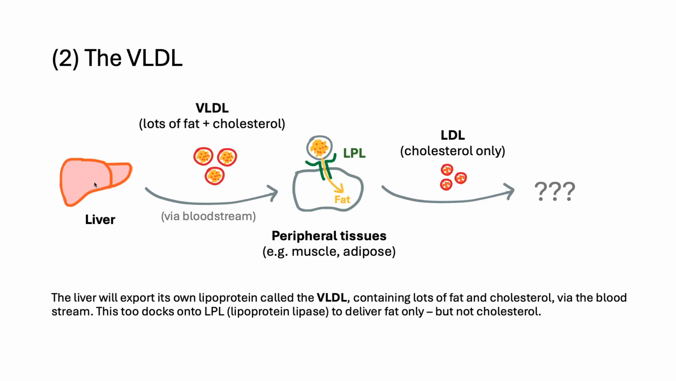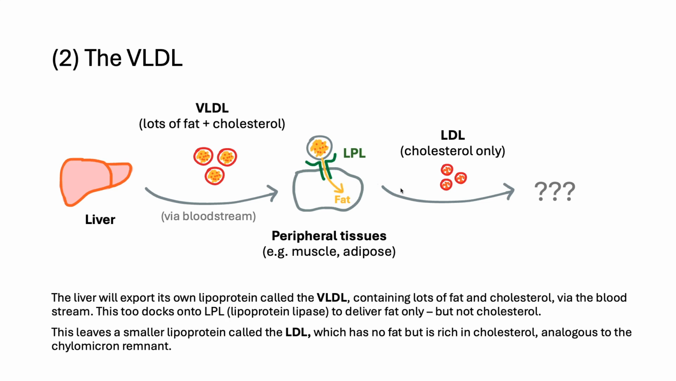But for now, this is the summary. The liver exports its own lipoprotein called the VLDL. It contains lots of fat and cholesterol, and it goes via the bloodstream. It docks onto LPL to deliver fat only, but not cholesterol. And then it leaves as a smaller remnant called the LDL, which has no fat but is rich in cholesterol. So you can imagine the analogy. VLDL is similar to the chylomicron, and LDL is similar to the chylomicron remnant. And so that's the second part of the story. The liver delivers fat to tissues via the VLDL. And that leaves us with an LDL.